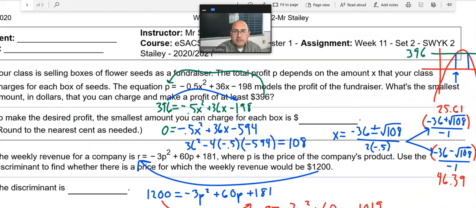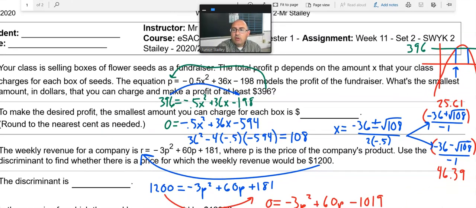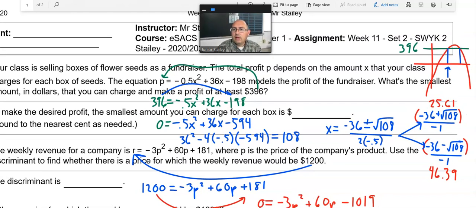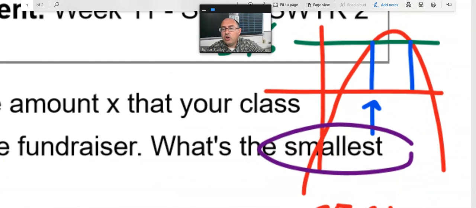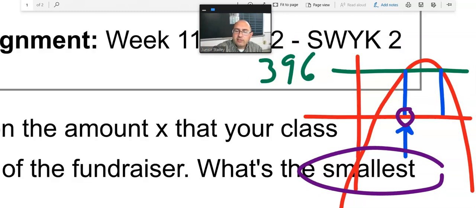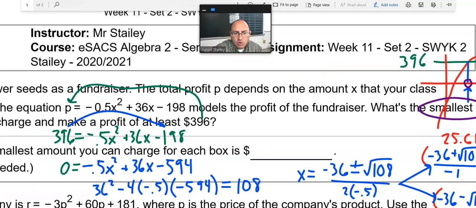What's the smallest amount in dollars that you can charge and make a profit of at least $3.96? So, in other words, from my picture, there are going to be two solutions. We know for a fact that we want this one because it's the smallest.